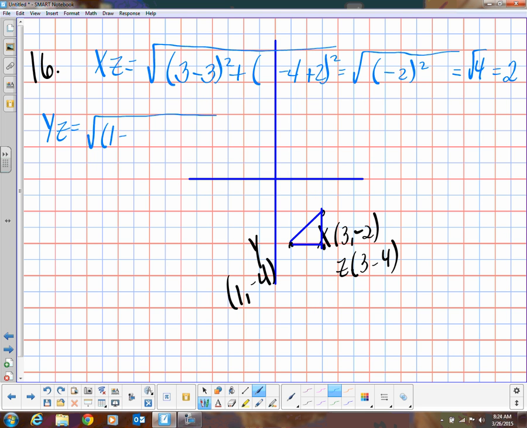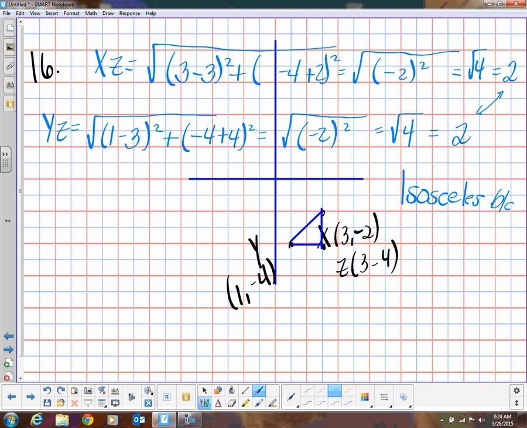1 minus 3 quantity squared plus minus a minus 4 squared, and what happens here? That's going to end up to be 0. So again, we get negative 2 squared, and what is negative 2 squared? Which is what? So what do we know about this triangle? It is isosceles, and you're going to tell me why. Because it has two congruent sides. Lucas.